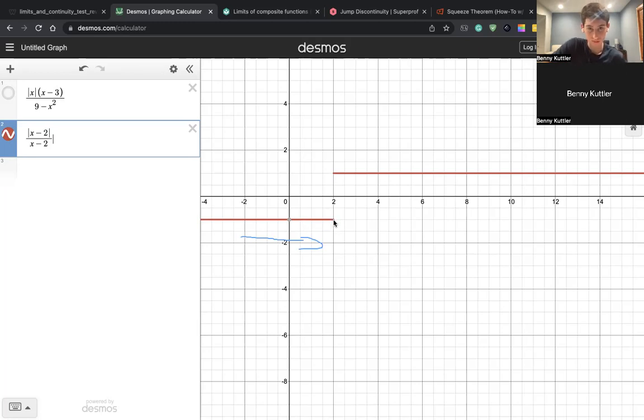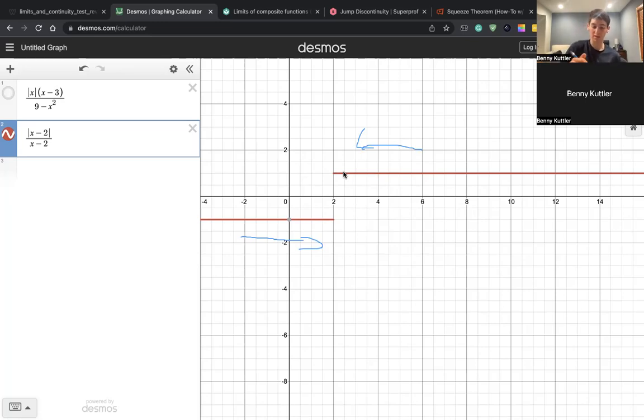So now if we do it from the right and look from this side, it's approaching 1. It's 1 everywhere, and then here it just jumps. It's undefined at 2. But we can tell that from the left, it seems to be approaching negative 1, and from the right, it seems to be approaching 1.